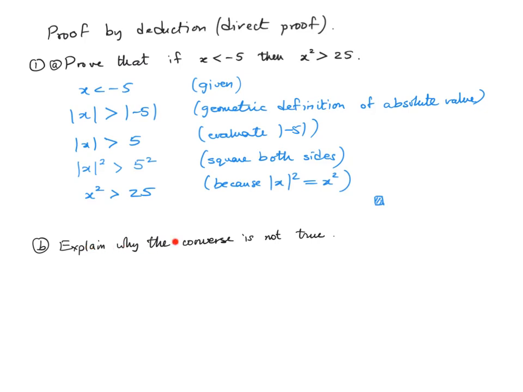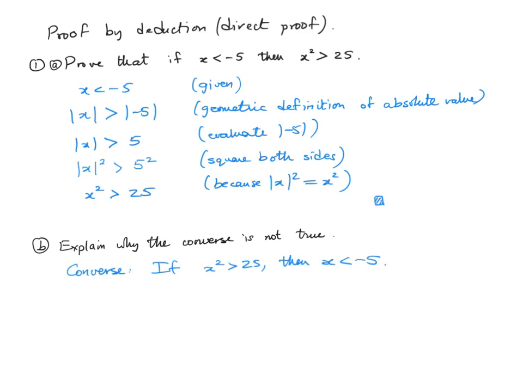So part B says, explain why the converse is not true. So the converse says, if x squared is greater than 25, then x is less than negative 5. So to prove that the converse is not true, I just need to find a value that would satisfy this but not satisfy this.